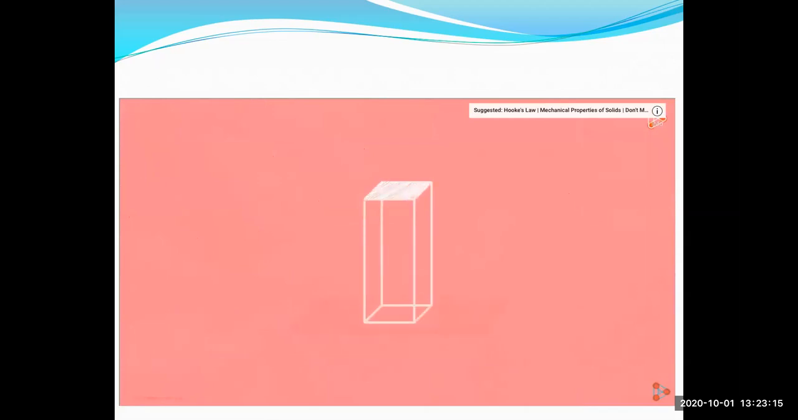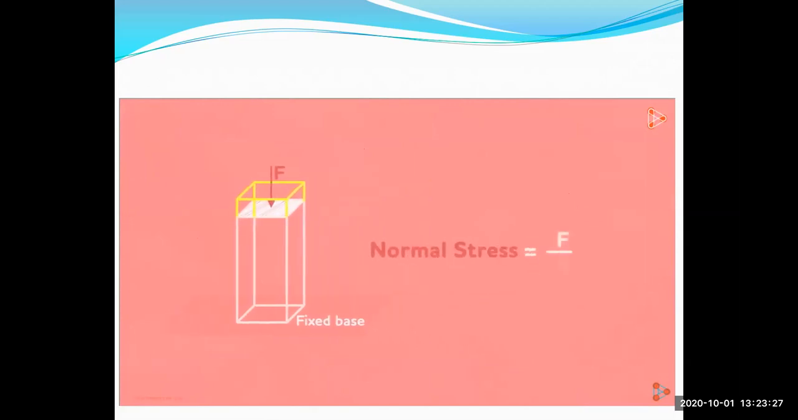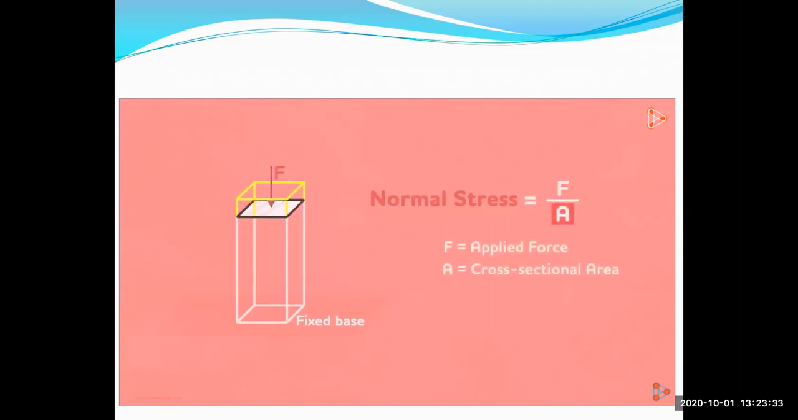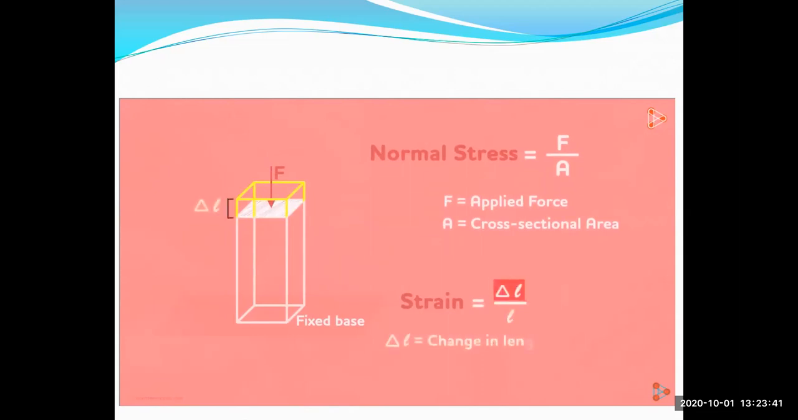Here's a beam and assume that it's fixed at its base. If we apply a normal force to this cross-sectional area, then we know that the stress experienced by the beam will be normal stress, which is simply given by F over A, where F is the applied force and A is this cross-sectional area. This will result in a normal strain in the beam, which is given by delta L over L, where delta L is the change in length and L is the original length.